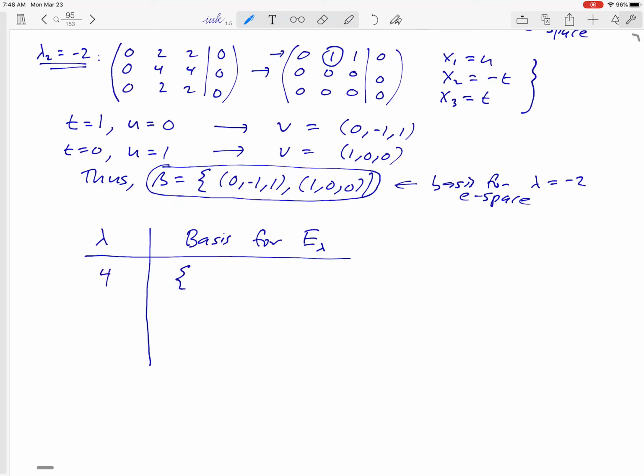We had two eigenvalues, one of them was 4, and if you look up at our work, the basis that we came up with was 1, 2, 1. And then similarly for -2, we came up with a basis that had two vectors, and they looked like this.